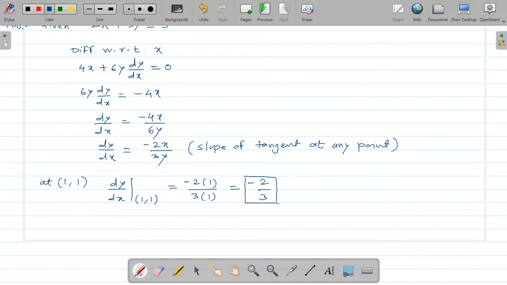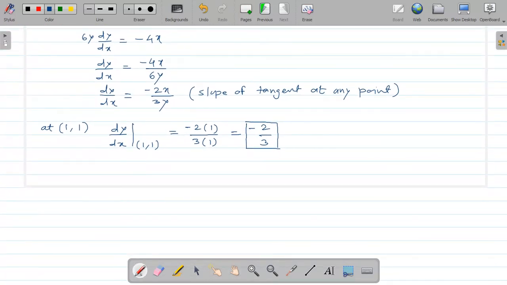So simultaneously you have to find out the slope of normal also. As this is the slope of the tangent, that is minus 2 by 3, the slope of the normal will be the negative reciprocal of this. Negative reciprocal means this is negative, you have to write positive. So it will be 3 by 2. So this is the slope of normal. Okay. Now by using slope point form, we have to find out the equation of normal and tangent.